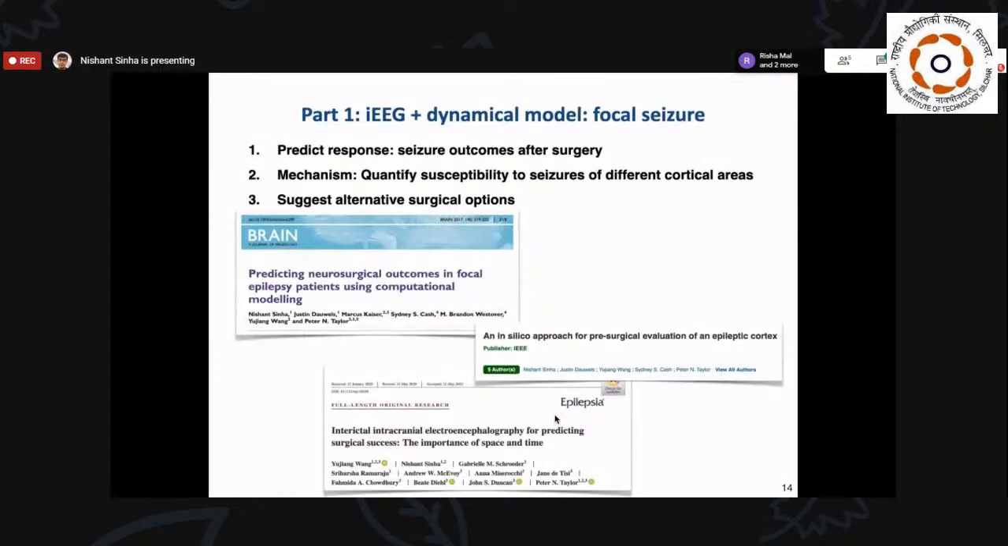So this is the first part of the talk. And the main objective here is to predict the responses, like the surgical outcomes after the surgery, to understand the mechanism, that means to quantify the susceptibility of seizures of different cortical areas, and to suggest alternative surgical options. So these are some of the papers where I have applied these approaches, and I would refer you to these papers for understanding more about the work.